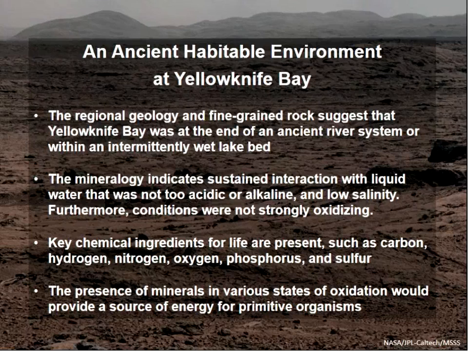We found all these different clues that suggested that Yellowknife Bay was actually a place that could have supported life in Mars' ancient past. 3 billion years ago, when the river was flowing and a lake was here, the conditions were all right for life. So what are those conditions? Well, we first have all the water. We have the evidence for the river system.